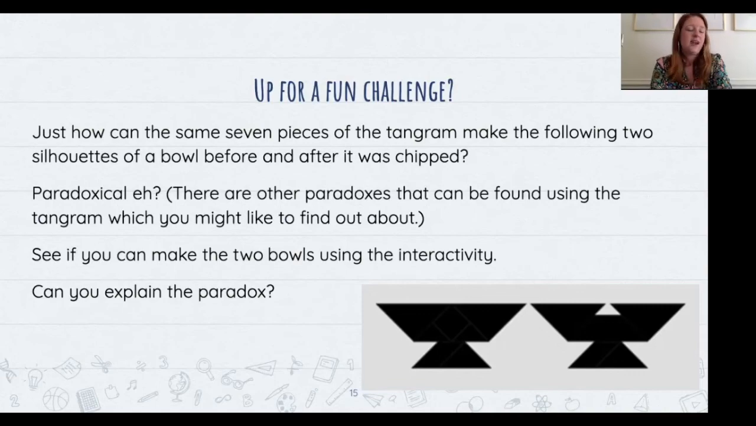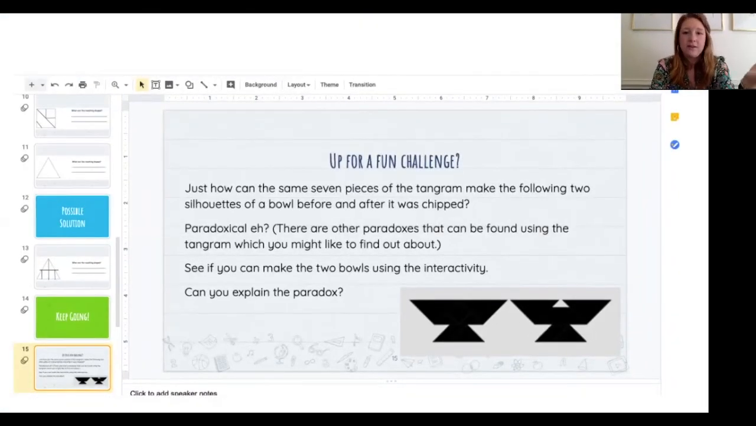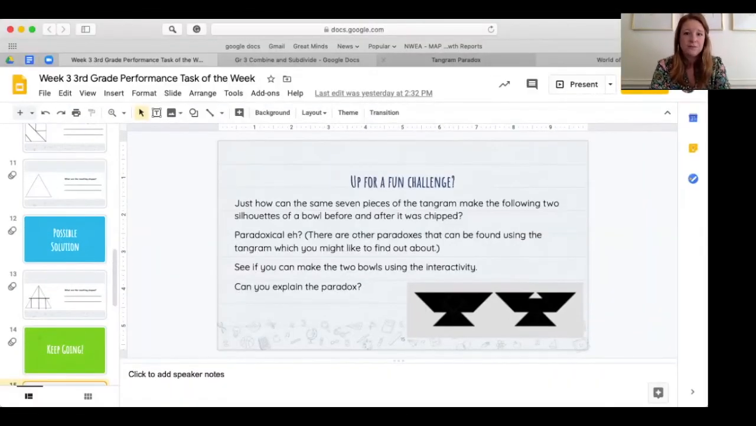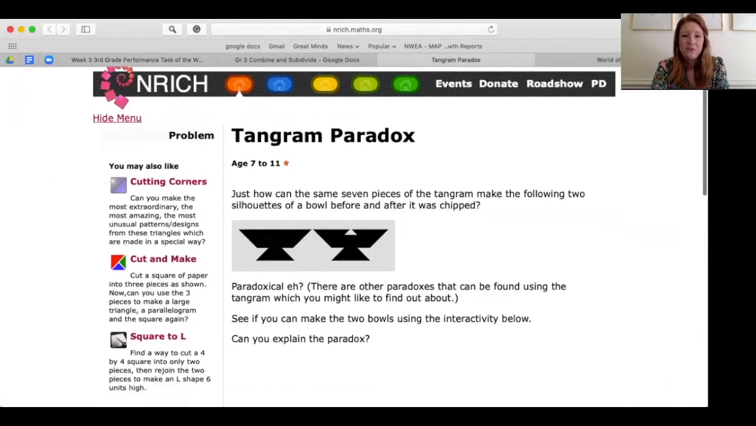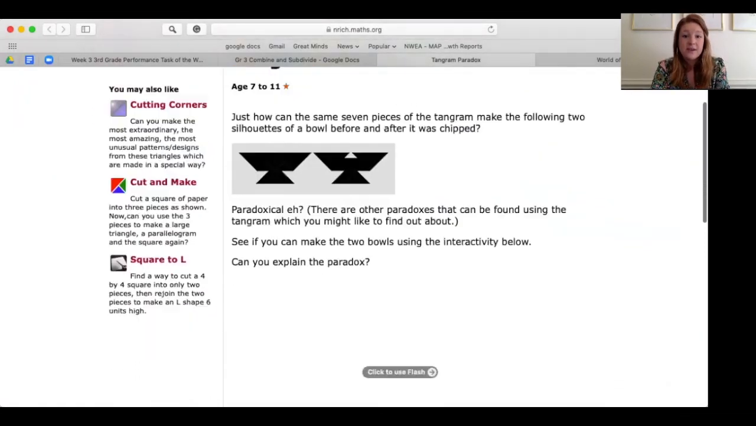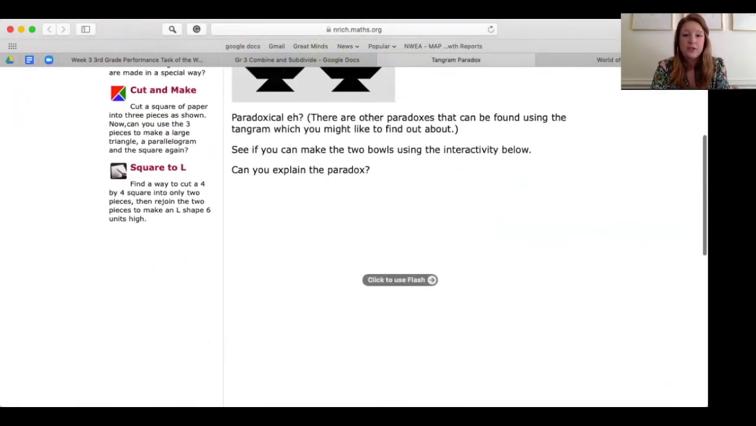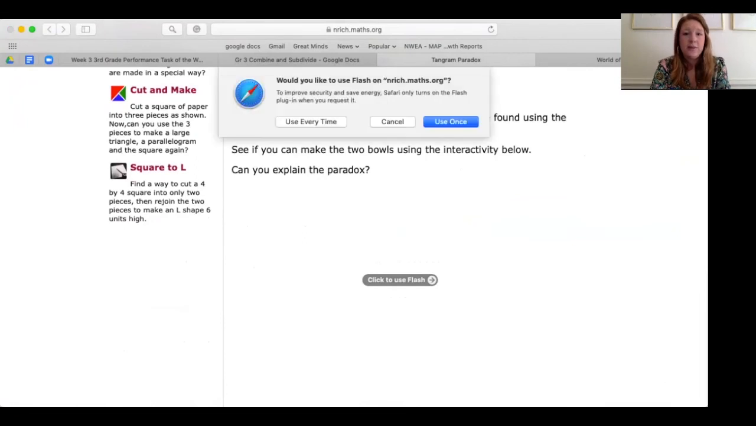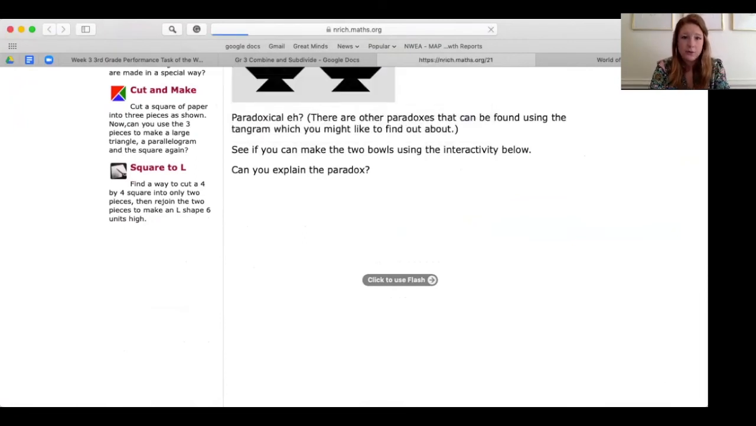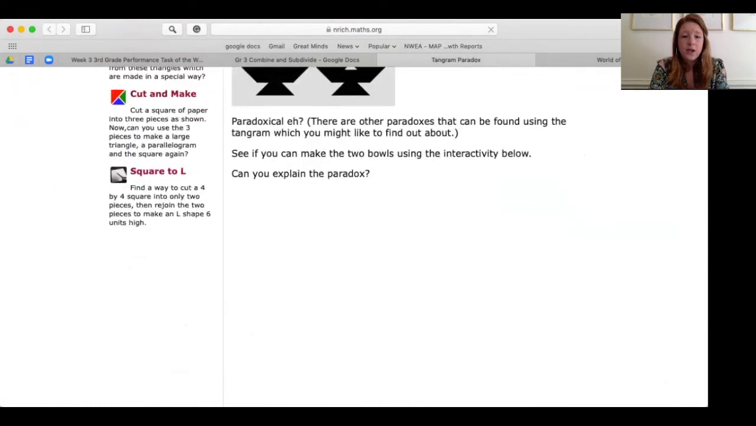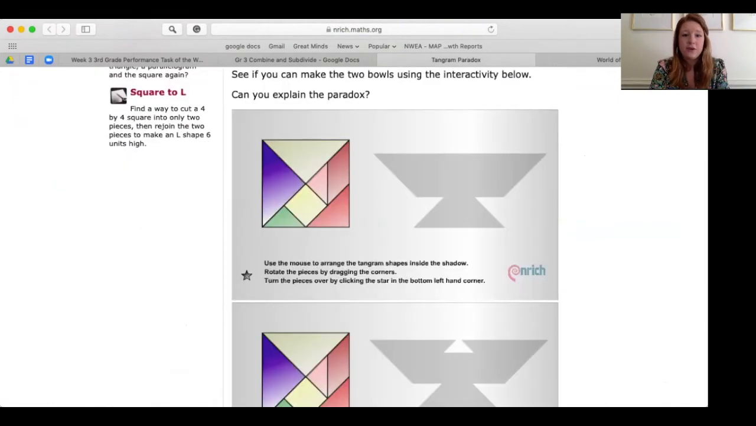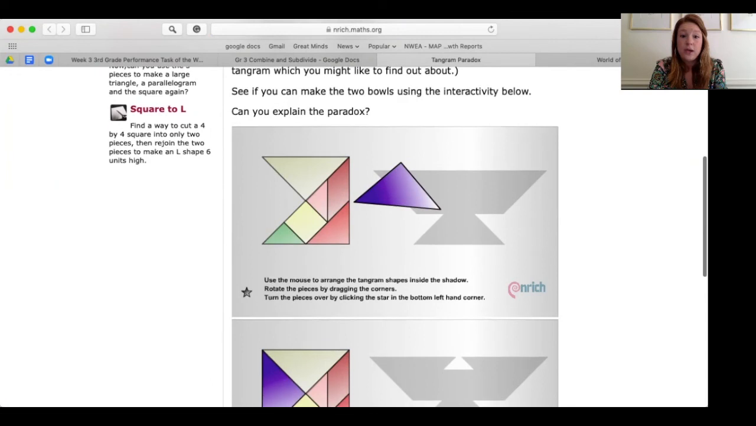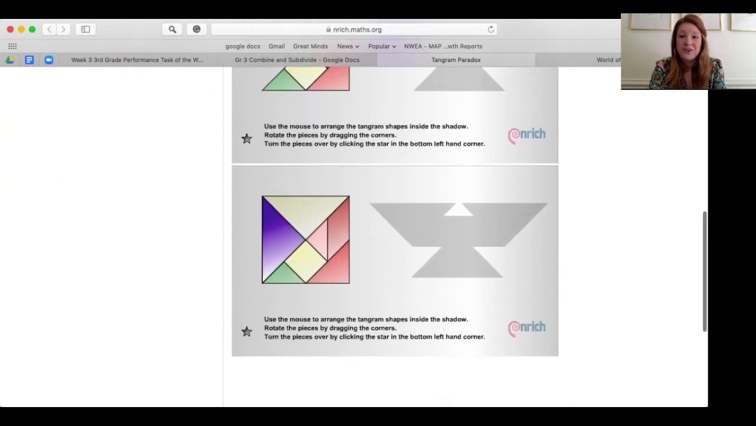So if this is a task you want to try out, again, you can go back to the link for where you found today's video, and it's going to take you to a page that looks just like this. And if you scroll down, you're going to click to use the Flash player, and I'm going to allow it on my computer just for this time. And you're going to see an interactive that you can use, and you can actually take those pieces. Remember, you can click on the corners to move them and get them to fit how you want, and you can create both of the tangram shapes.